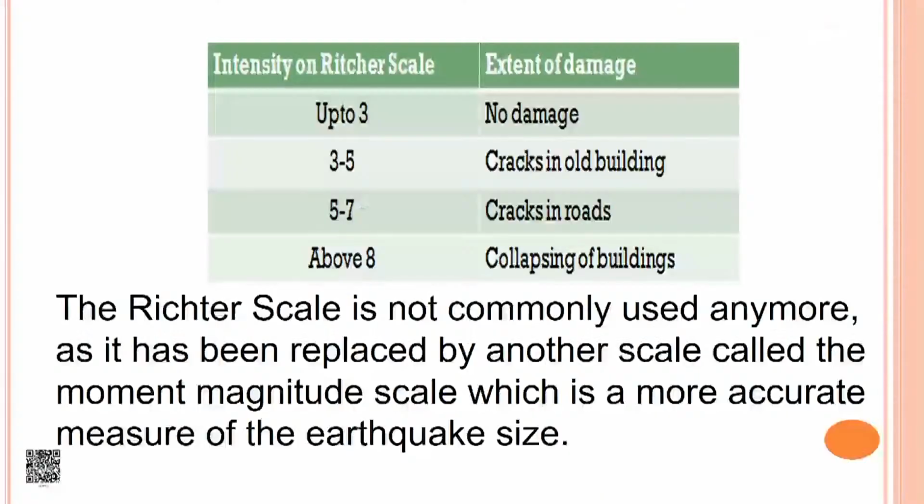So, look at the intensity of the earthquake on the Richter scale. When earthquake magnitude is up to 3, there is no damage. If 3 to 5, you find cracks in old buildings. If magnitude is 5 to 7, cracks are also seen in roads, and above 8 magnitude, collapse of buildings. The Richter scale is not commonly used anymore. It has been replaced by another scale called the moment magnitude scale, which is a more accurate measure of the earthquake size.